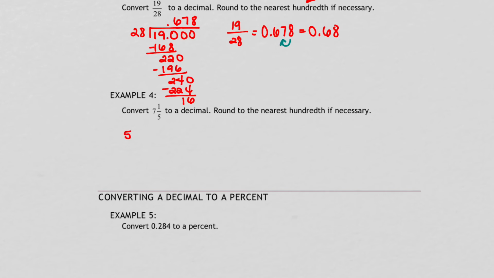So 5 into 1. Well, we can't divide 5 into 1, so we need a 0. So we'll add a decimal up top too. 5 goes into 10 2 times. 2 times 5 is 10. And look, we don't even have a remainder. So since 1/5 is equal to 0.2, then that means 7 1/5 will be equal to 7.2. And it says round to the nearest hundredth. We could add a 0 on there, but we don't need to. That's as far as we can go.